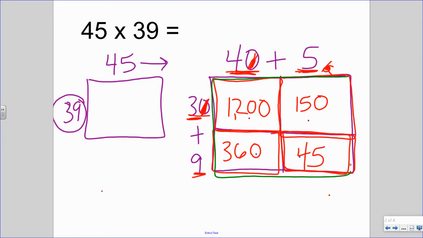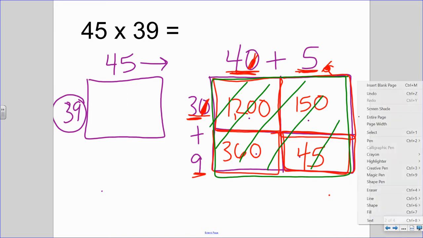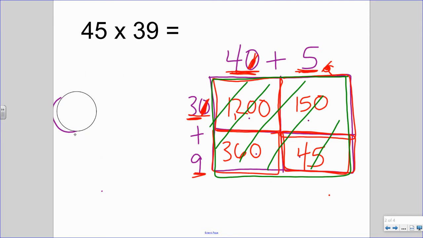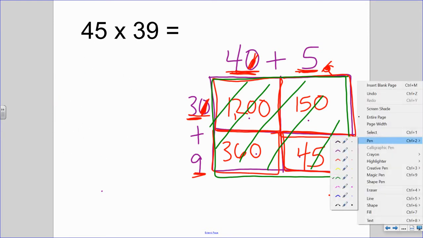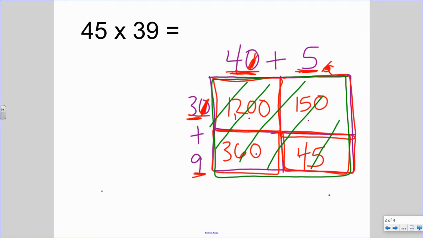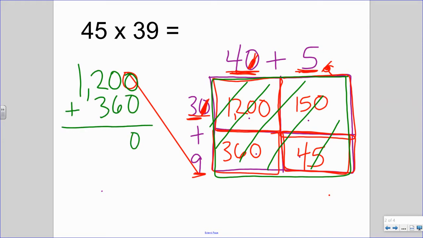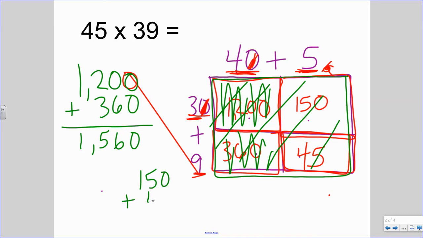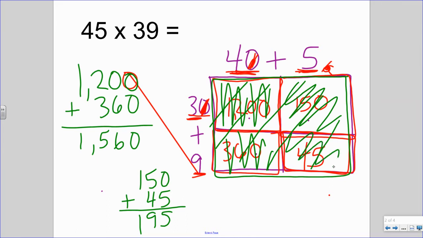And now all I need to do to find the area is add up all of these numbers. I don't recommend that you add them up all at once. That's typically when we make our addition mistakes. And so what I'm going to show you is it makes a lot more sense to add them in pieces. I'm going to take two of the bigger numbers, 1,200 and 360. So I'm going to add those pieces up and I get 1,560. So that took care of this one and this one. Now I'm going to take the 150 and add that to 45, my last two pieces, and I get 195. So now I've taken care of the other part of the area.